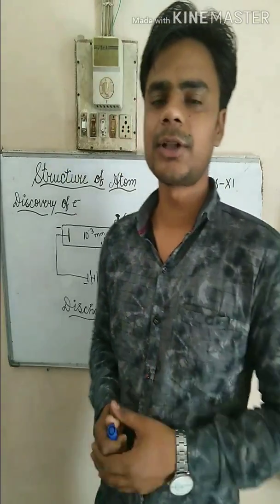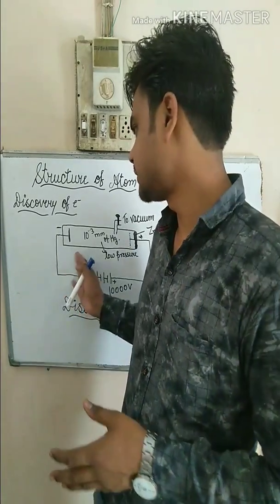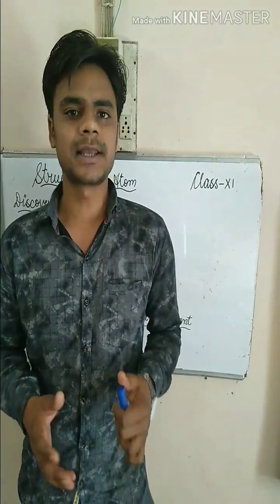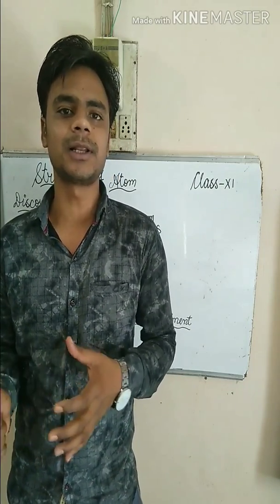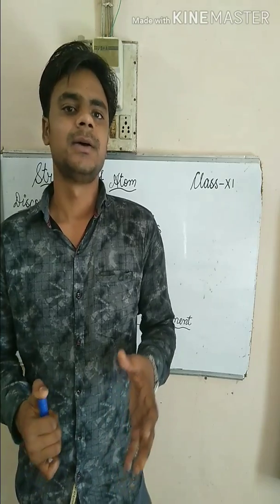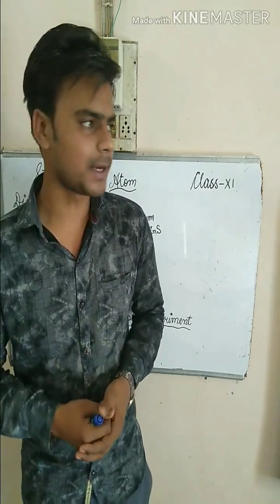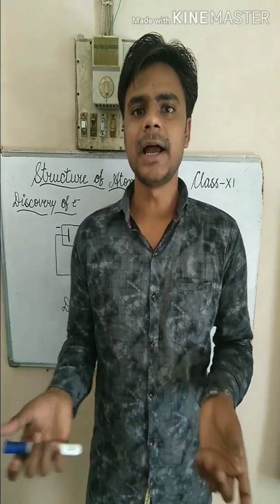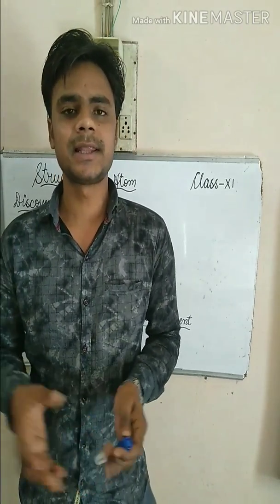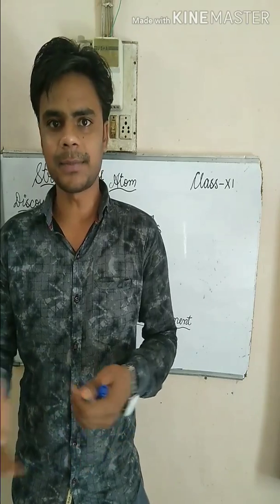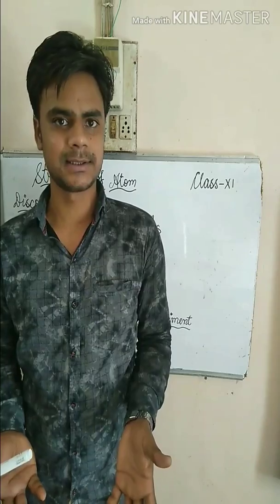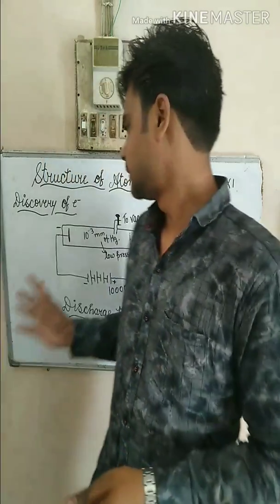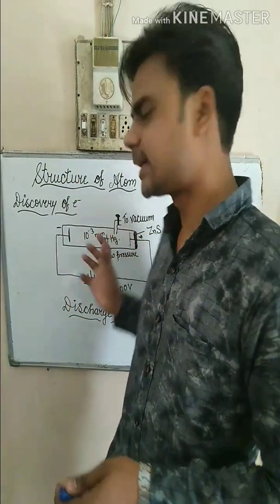One more thing before starting: gases are poor conductors of electricity under normal conditions. But whenever high voltage is applied on gases at very low pressure, they act as conductors of electricity, and they start flowing in the form of rays. That is shown by the discharge tube experiment.